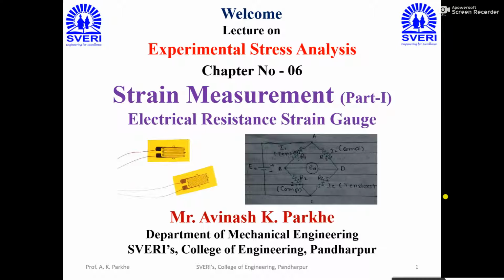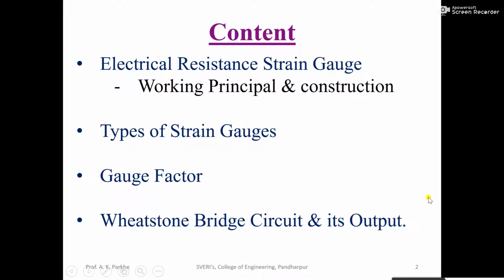Today we'll discuss chapter number 6 of experimental stress analysis. The name of the chapter is strain measurement, that is the electrical resistance strain gauge. In part 1 of this chapter, we are going to study the electrical resistance strain gauge, its working principle and basic construction.